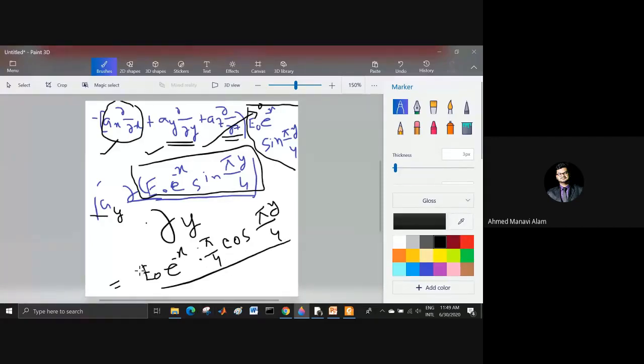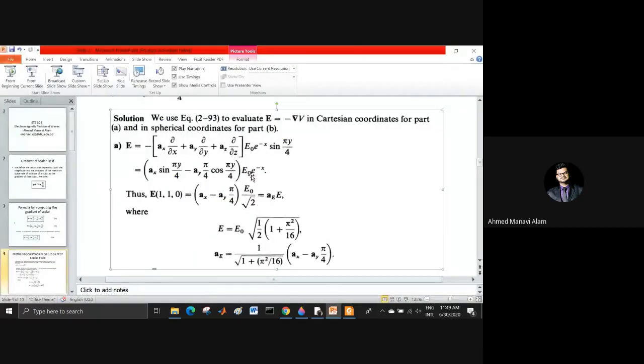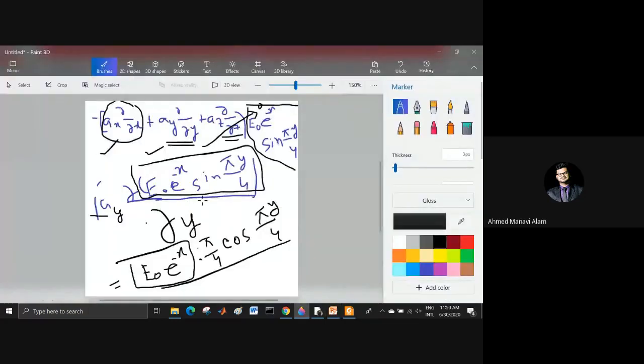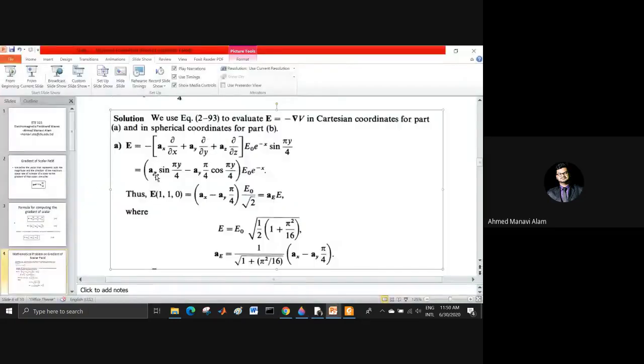এখানে একটা টার্ম বাই করছি একটু আগে. দেখেন both these terms have one common part which is E naught e to the power minus x. Did you get it? E naught e to the power minus x. These are common for both first part and second part. This thing is common. E naught e to the power minus x. Now minus e minus e becomes plus, and plus e minus e becomes minus. দেখেন মিলাতে পারেন কিনা? এখান থেকে পরে এই লাইনে আসতে পারেন কিনা? একটু দেখেন.